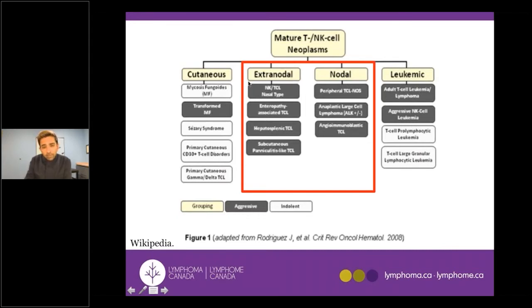There are other types that are not in the skin, not in the node, but they affect what we call extranodal tissue, meaning it is not involving the node. So things like NK/T cell lymphoma, we have enteropathy associated T cell lymphoma, which affects our bowels. We have hepatosplenic T cell lymphoma, which affects our liver as well as spleen. We then have a leukemic version of T cell lymphoma, where we see these circulating abnormal T cells. So things like adult T cell lymphoma/leukemia, or aggressive NK cell leukemia, T cell prolymphocytic leukemia, etc.